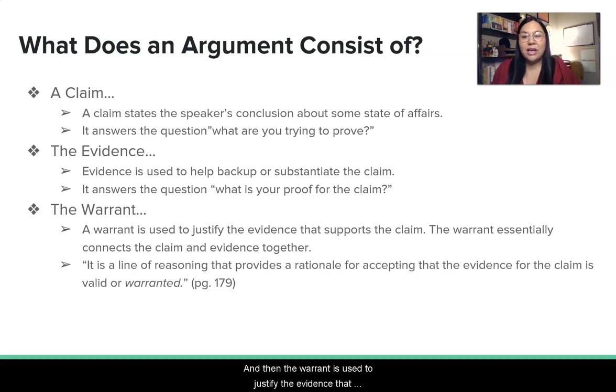And then the warrant is used to justify the evidence that supports the claim. The warrant essentially connects the claim and evidence together. I like to think of it kind of as a bridge. At one end of the bridge you have a claim, and at the other end of the bridge you have evidence. According to your textbook, it is a line of reasoning that provides a rationale for accepting that the evidence for the claim is valid or warranted. You can kind of derive that from its own word. You're just connecting those two. You're trying to justify the evidence to meet the claim.